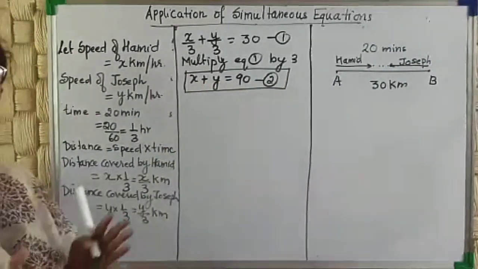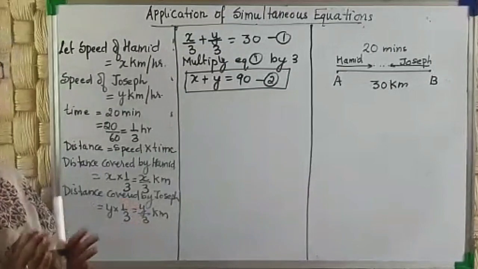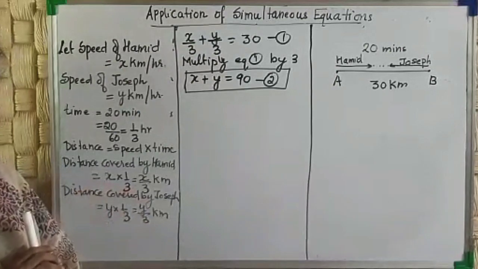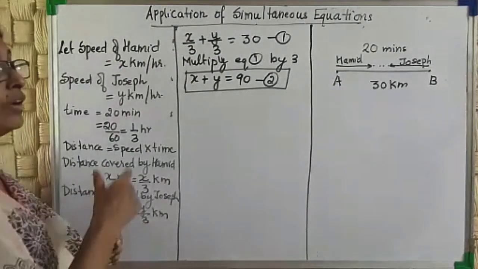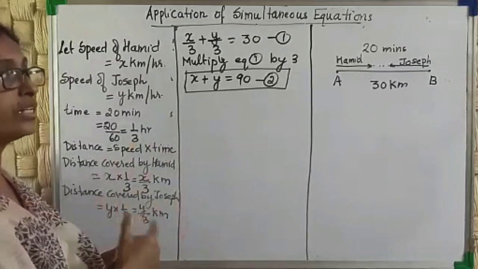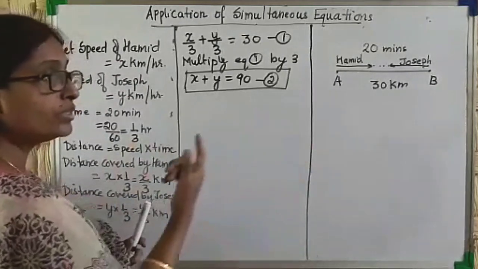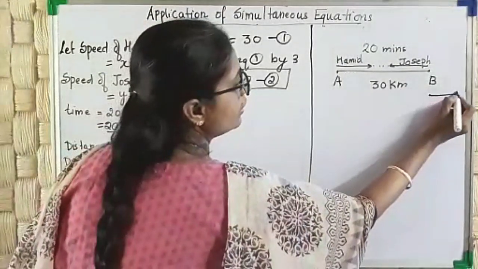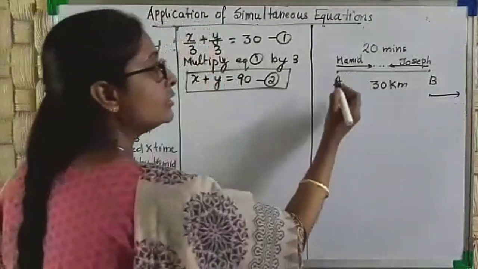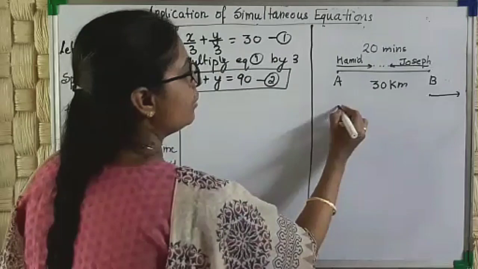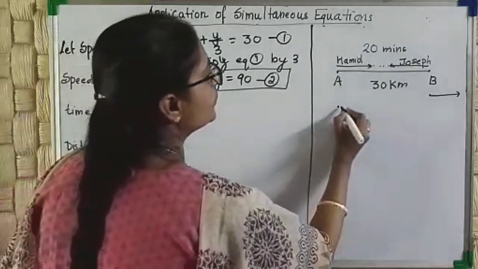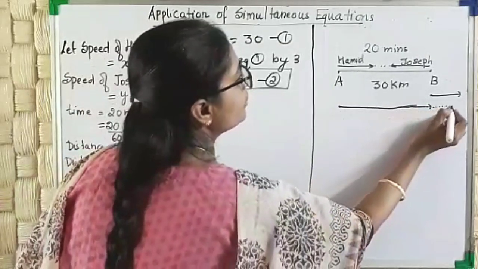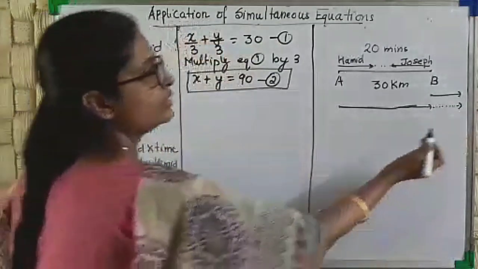Now let's go to framing the second equation, and in that case we have to take the second part of this question. In the second part of this question, it is given that Joseph starts from place B and moves in the direction away from place A, covering a certain distance. Similarly, Hamid starts at the same time from point A. He will also move in the same direction as that of Joseph.